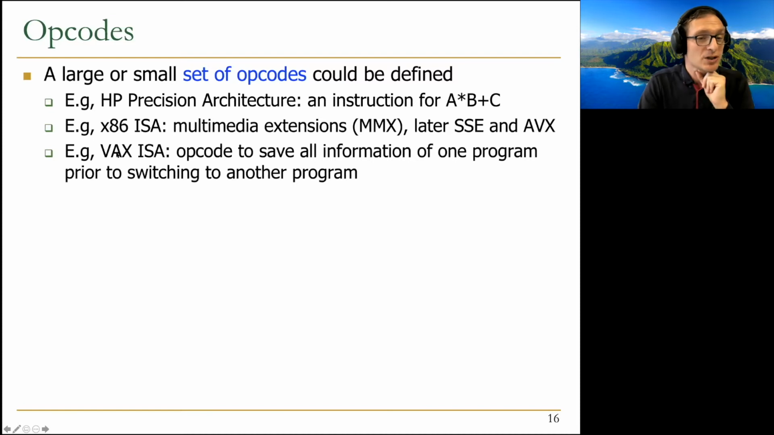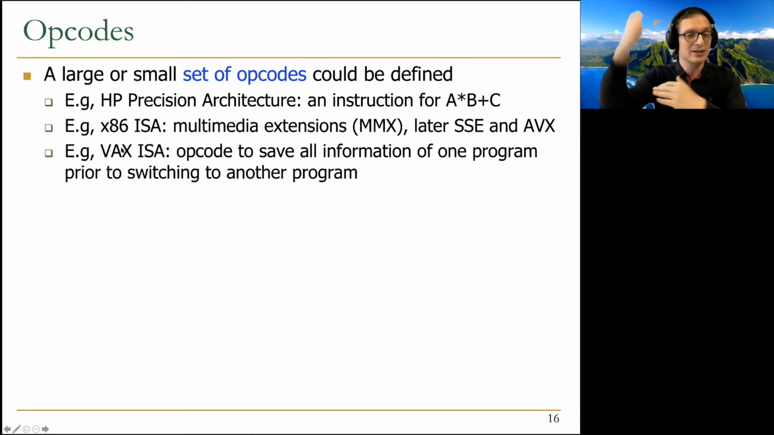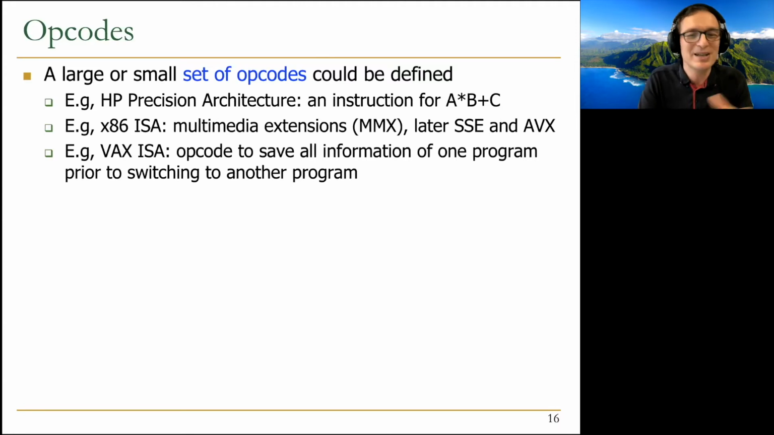One of the most complicated instruction set architectures that are very close to the high-level language is the VAX ISA, virtual address extensions, that's the name, basically. It had an opcode instruction to save all information of one program to memory before switching to another program. It was called save context, for example. And this is actually interesting, right? You could basically save all of your architectural registers to memory and some other registers as well, like the program counter, etc. So this is a complicated operation, right?